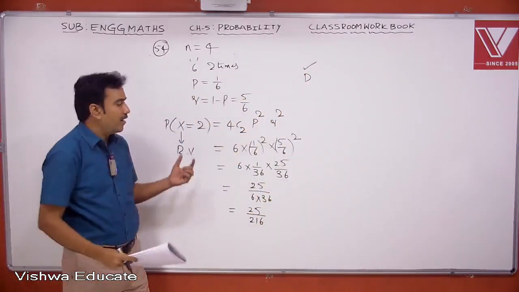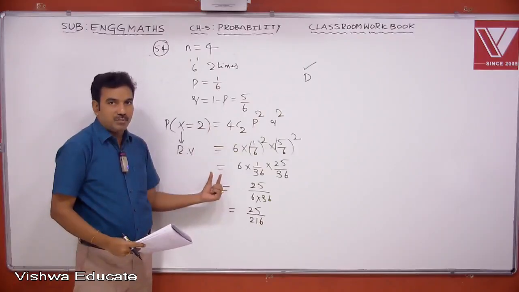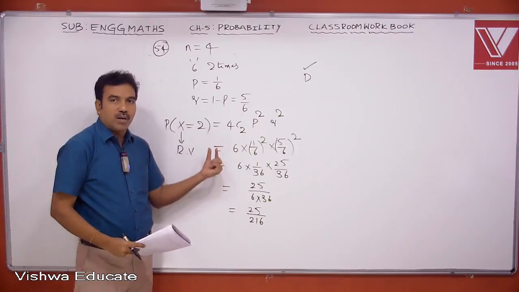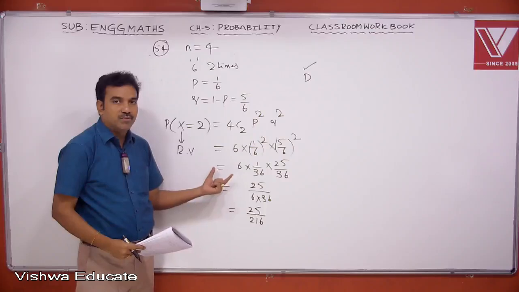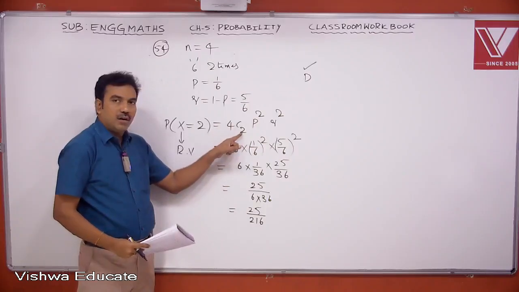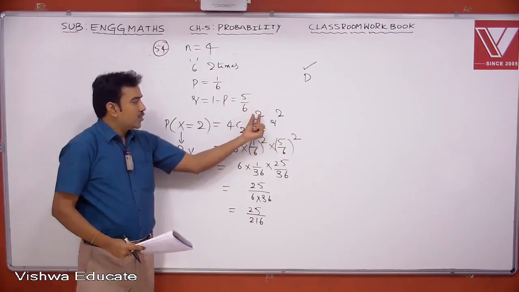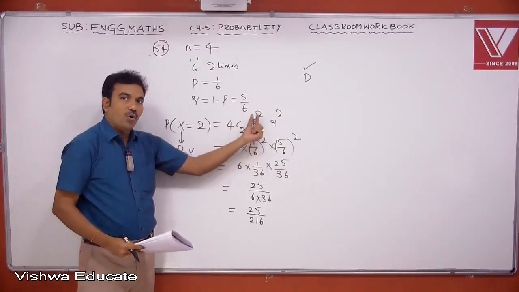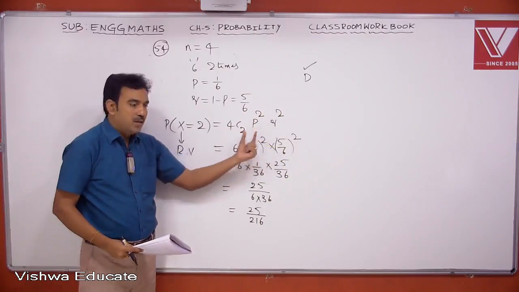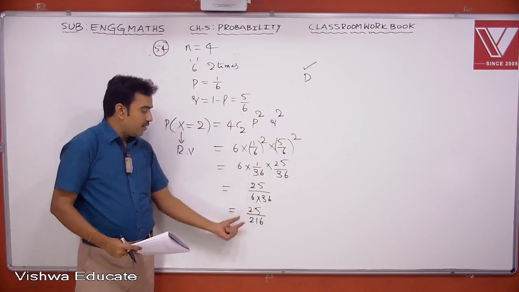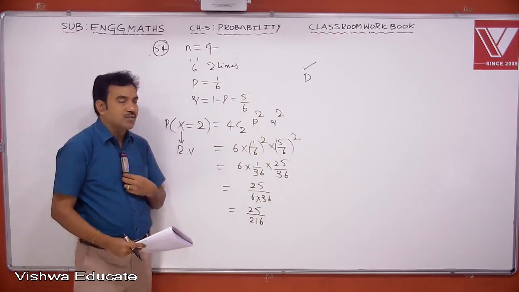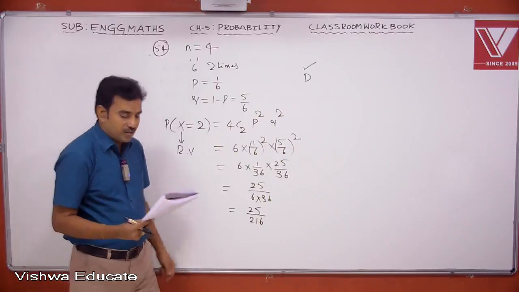We have just applied the PDF of a binomial distribution. 6 has to appear 2 times, non-6 has to appear 2 times. So this is in the form nCr into p power r into q power n minus r. So when you simplify this, you get 25 divided by 216. So option D is the right answer.